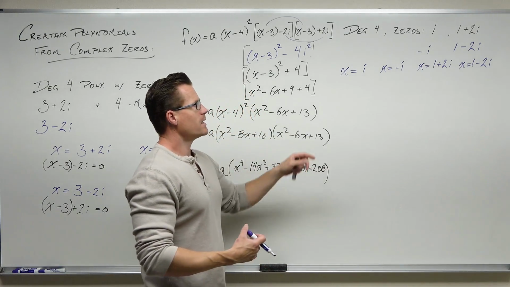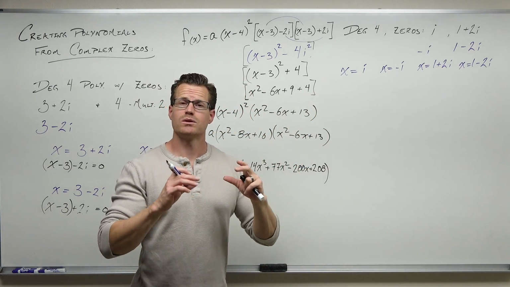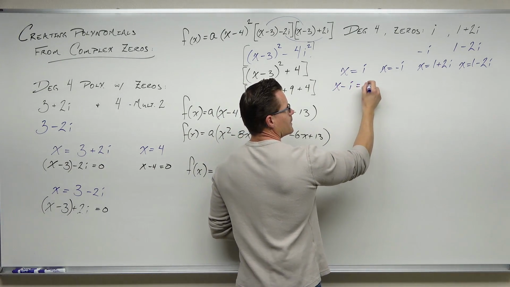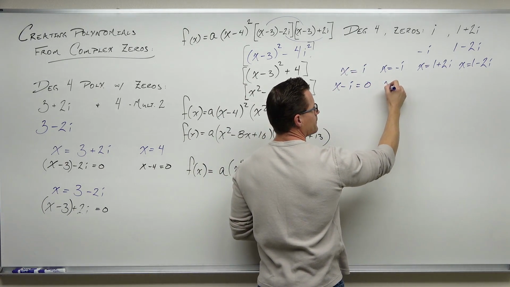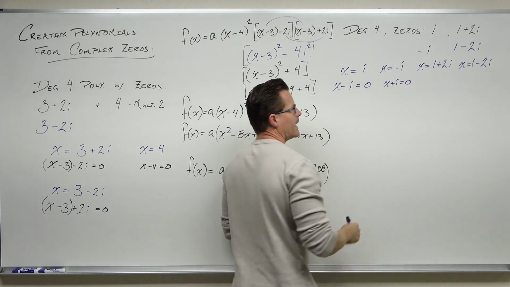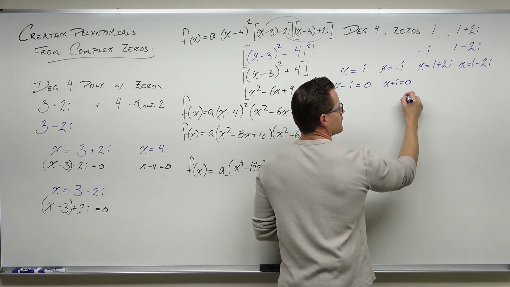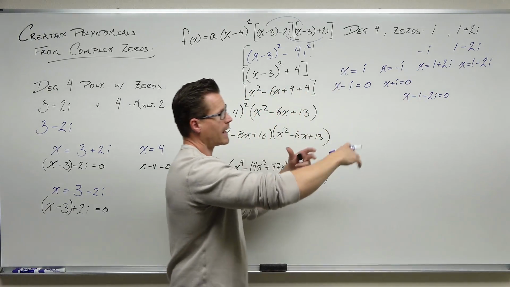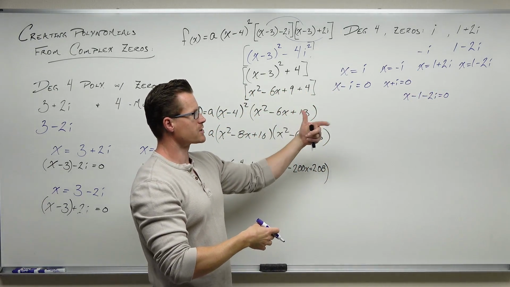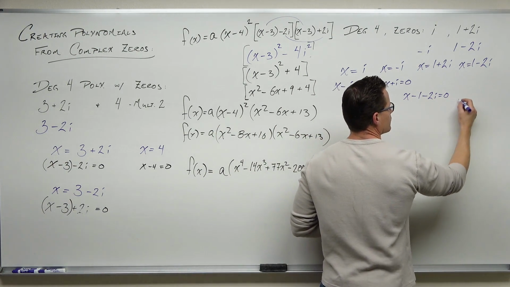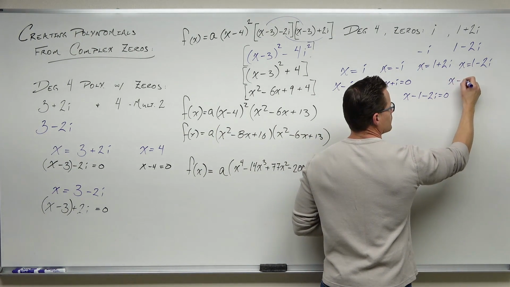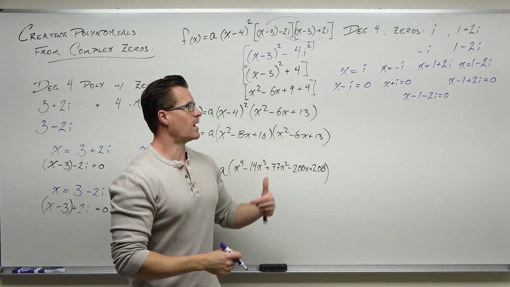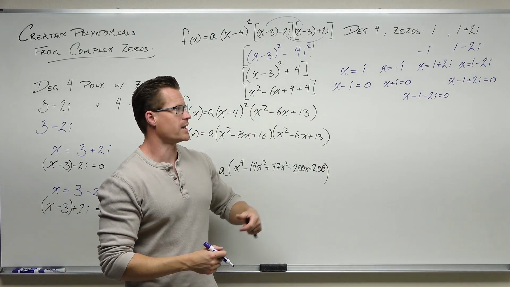Then what we're going to do is set all of these equal to 0, and that's going to give us our factors. So subtract i, add i, subtract 1 and subtract 2i, so x minus 1 minus 2i equals 0. Subtract 1, but add 2i, and x minus 1 plus 2i equals 0.